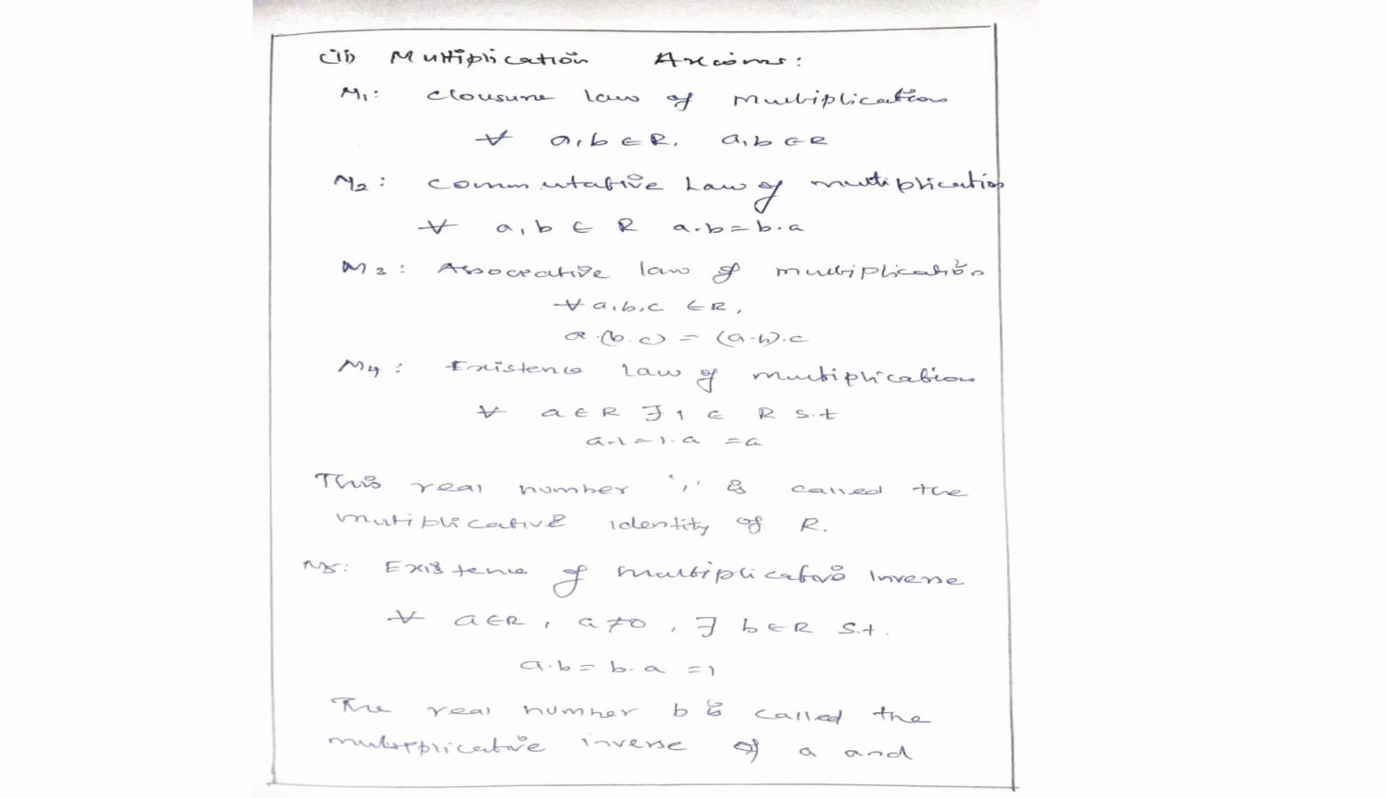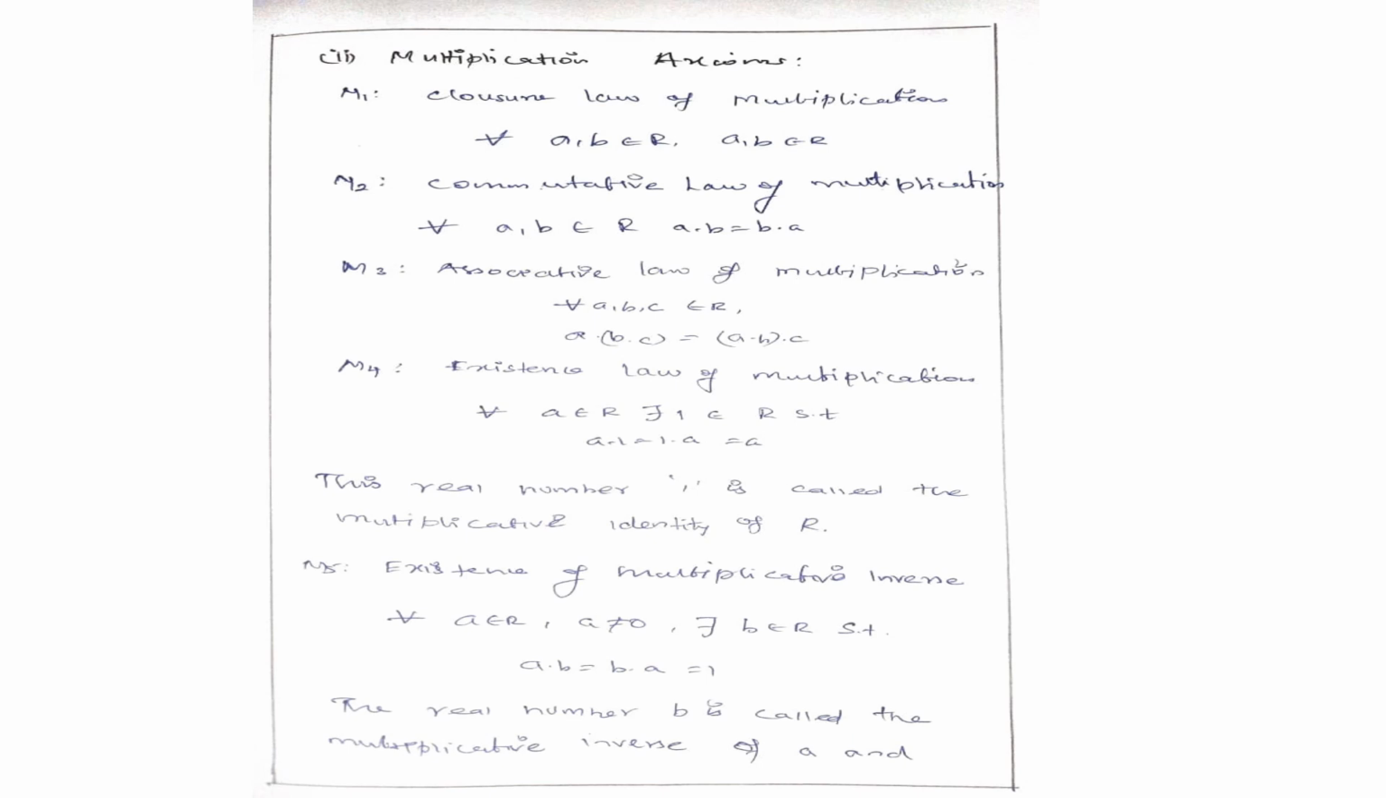That is the identity of multiplication law. So here, I'm taking 5. The result is also 5. Both will be in the set of real numbers. So this is the existence law of multiplication identity.